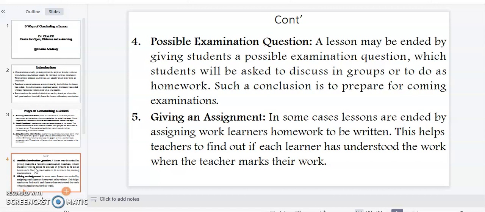And lastly, number 5, you can conclude your lesson by giving out an assignment. So in some cases, lessons are ended by assigning learners homework to be written. This helps teachers to find out if each learner has understood the work when the teacher marks their work.